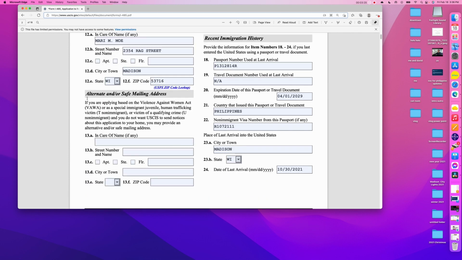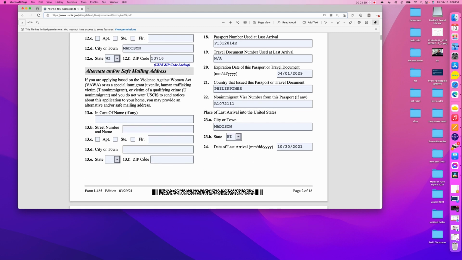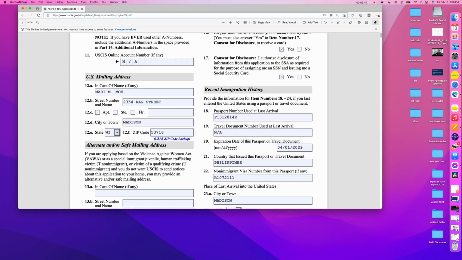And if you don't have an alternate mailing address, you just leave it blank, guys. You don't need to put NA. They will understand that you don't have any other mailing address, or you're also not filing based on VAWA or violence against women. You can leave it blank, guys. And then let's go to the next part.